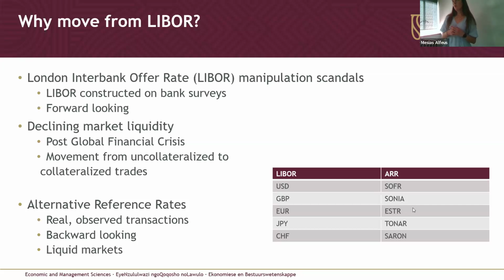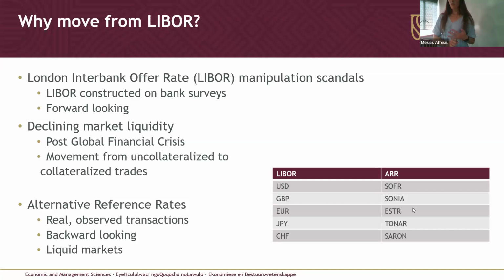So this led to the development of alternative reference rates by the Financial Stability Board. These are based on real and observed transactions, not subjective estimates. They are backward-looking, and they are mainly supposed to use liquid and large markets. In the table on your right, the left panel is the old rates, and on the right we have the new rates.